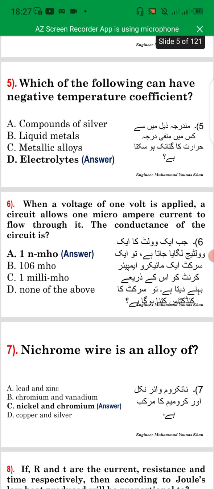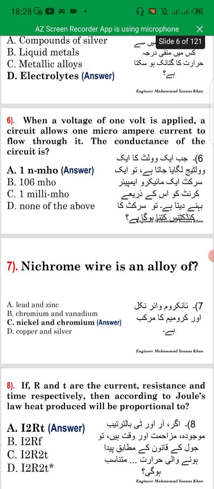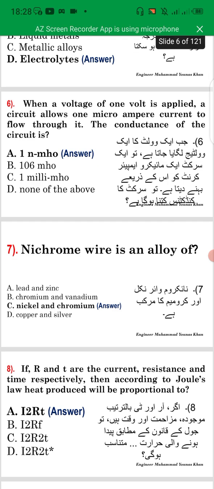Question number 5. Which of the following can have negative temperature coefficient? A compound of silver, liquid metals, metallic alloys, electrolytes. When a voltage of 1 volt is applied, a circuit allows 1 microampere current to flow through it. The conductance of the circuit is 1 nanomho. Options: 10 power 6 mho, 1 millimho, none of the above, 1 nanomho.